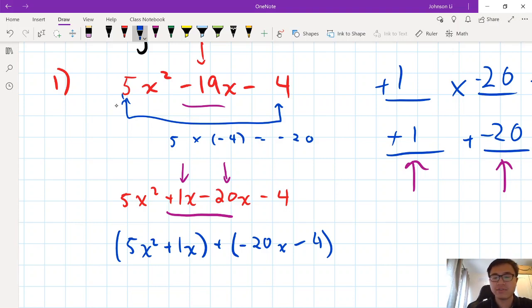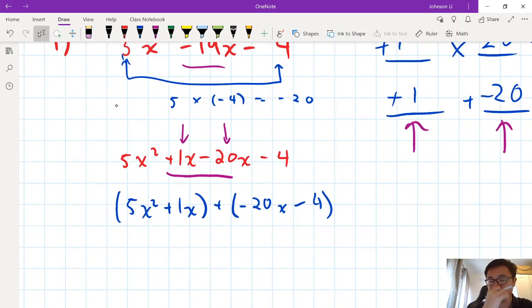We have our first half here, our second half here. Then what I'm going to do is try to common factor out anything I can. So what can be divided out of both 5x squared and 1x? I can divide out an x from both of them. So now it becomes 5x, because 5x squared divided by an x just gives me a singular x. And 1x divided by an x gives me just a 1.